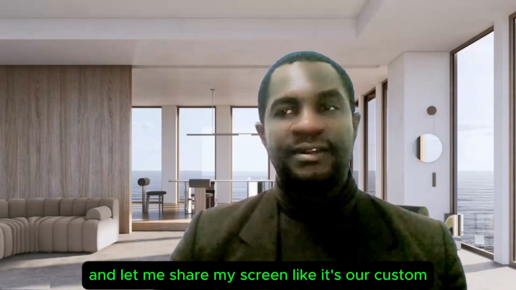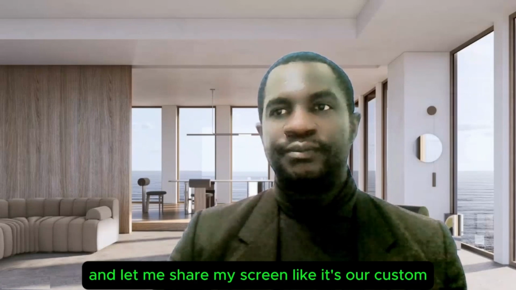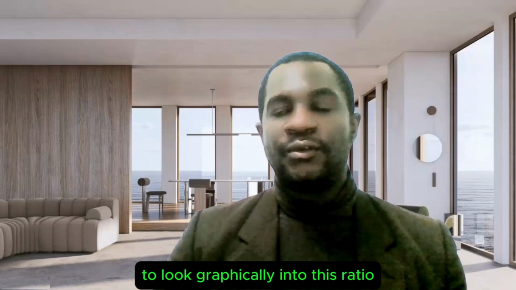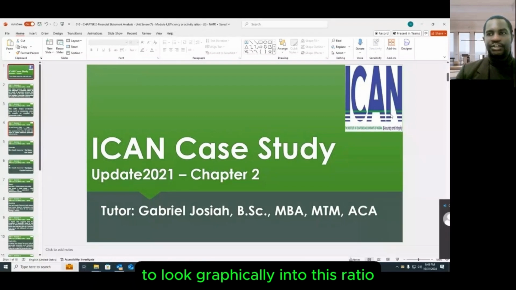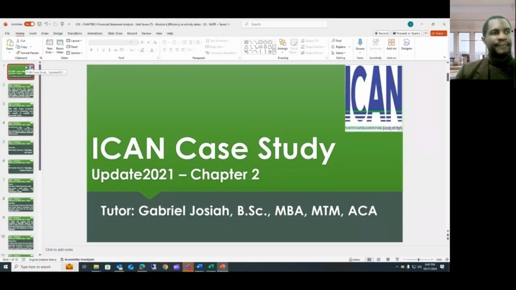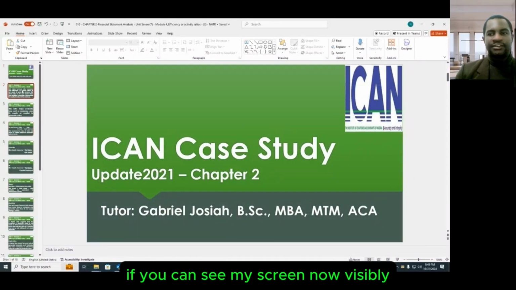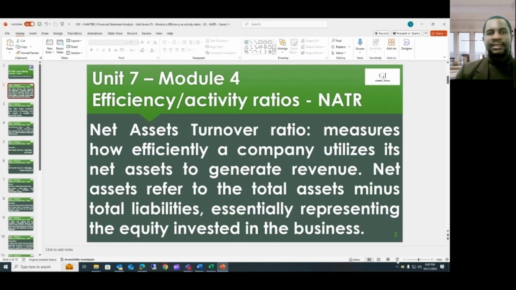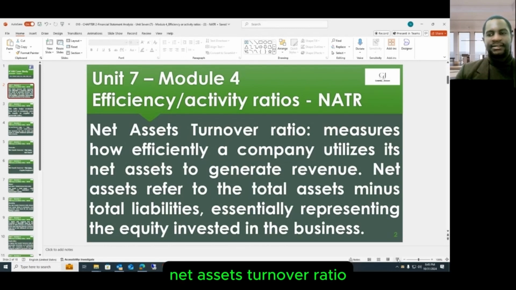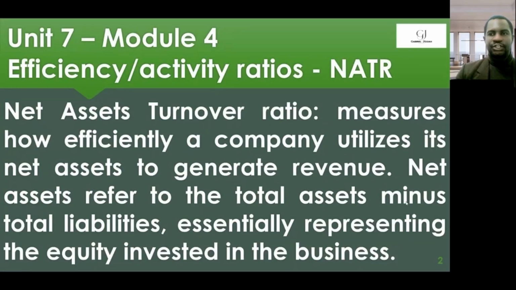Let me share my screen like it's our custom to look graphically into this ratio. And see my screen now visibly on the net assets turnover ratio.